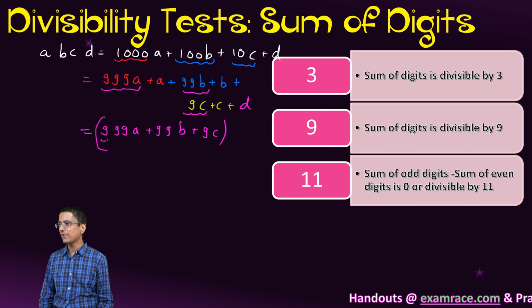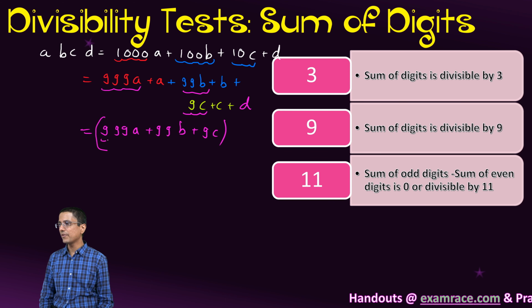This is always divisible by 11. So all I need to check is whether this is divisible by 11 or not, and that is what I am doing. That is my divisibility test. Okay, hope you got the intuition behind these divisibility tests, because it will help you remember them in a better way. Now we move on to simpler tests.